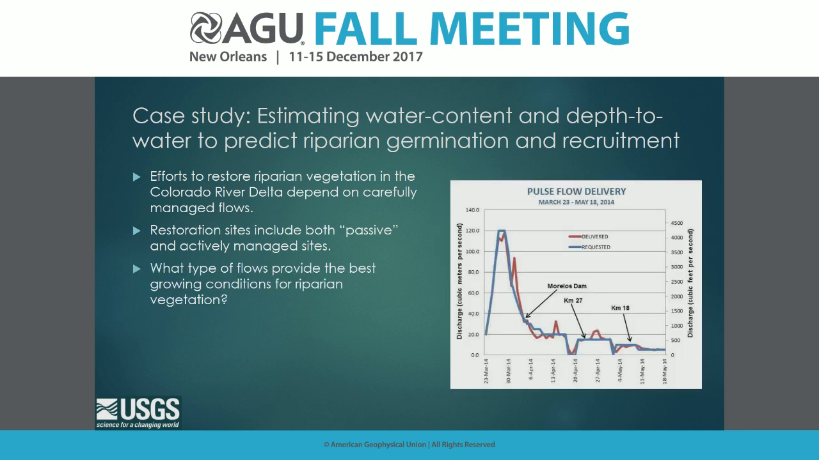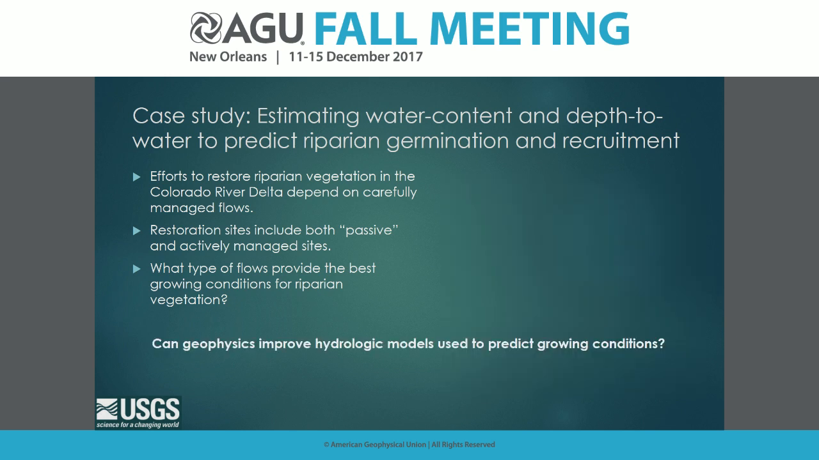But the question really is what type of flows. There's a great deal of flexibility to design flows in the channel, and we want to know what type of flows provide the best growing conditions for riparian vegetation. We can have high peaks with quick recessions, lower peaks with longer recessions, and underlying that question is the question of whether geophysics can improve the hydrologic models that are used to predict these riparian growing conditions.